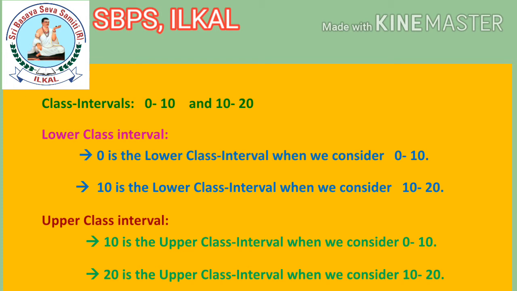0 is the lower class interval when we consider 0 to 10, and 10 is the lower class interval when we consider 10 to 20. In the same way, upper class interval means 10 is the upper class interval when we consider 0 to 10. 20 is the upper class interval when we consider 10 to 20. That is, the starting number you write is the lower class interval, and the number you end with is the upper class interval.